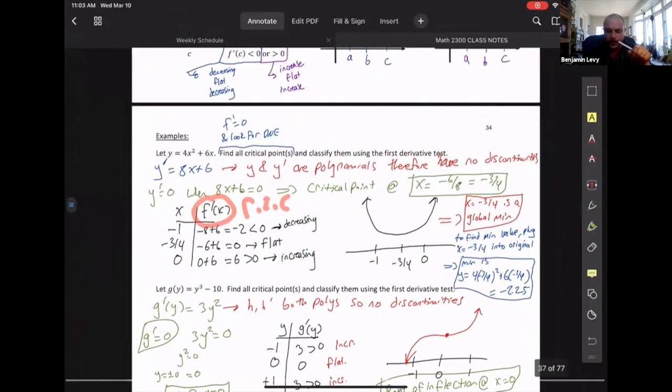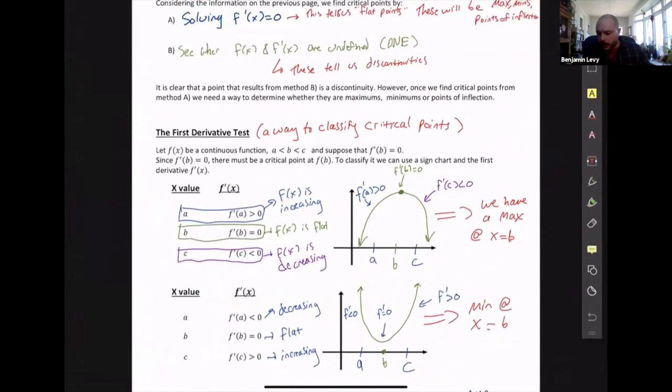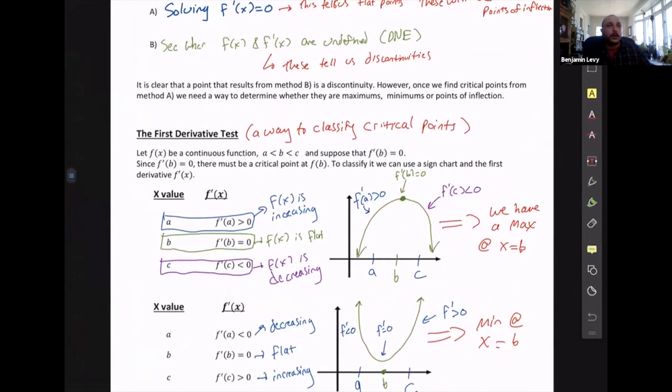we looked at the first derivative test last time. Actually, just realized if we touch the screen, that goes away. Wish I realized that earlier.